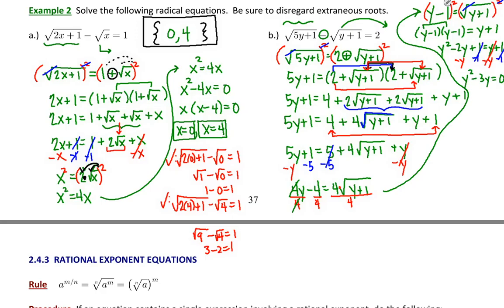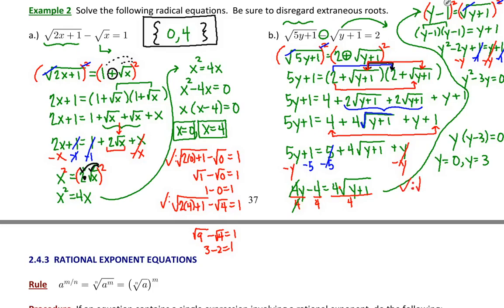Not bad at all. We can solve this quadratic equation by factoring out the greatest common factor of y. It leaves behind the factor y minus 3. So we have two apparent solutions, y equals 0 and y equals 3. Just to be sure, let's double check both of our solutions with substitution.